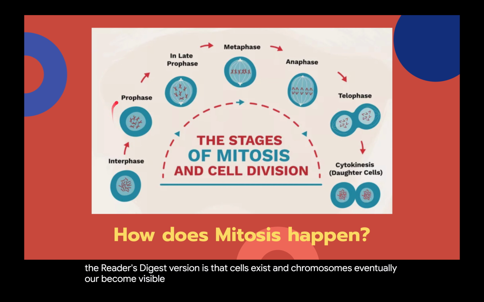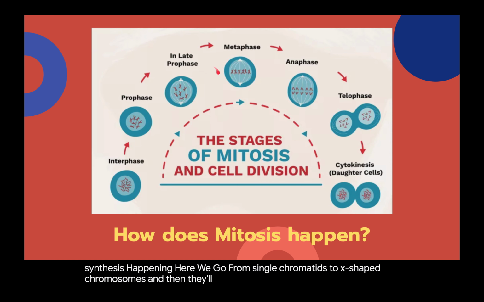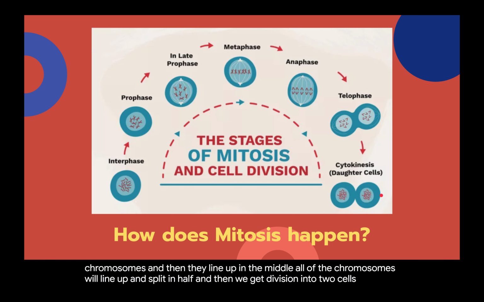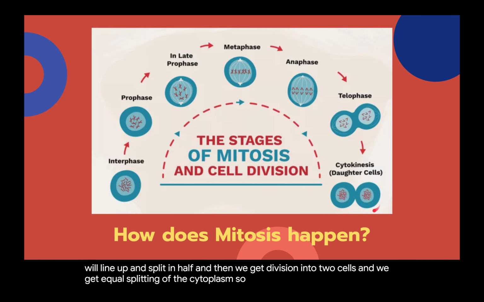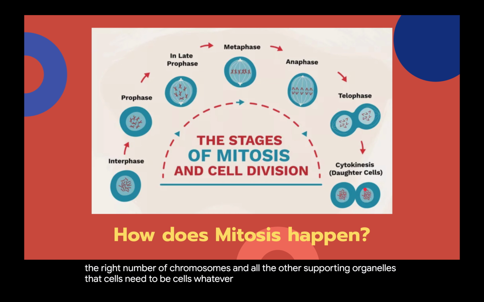In prophase, they have already duplicated, so they're now X-shaped chromosomes. You don't need to know the name of that phase, but basically we have DNA synthesis happening here. We go from single chromatids to X-shaped chromosomes, and then they line up in the middle. All of the chromosomes will line up and split in half, and then we get division into two cells, and we get equal splitting of the cytoplasm so that each cell has a nucleus with the right number of chromosomes and all the other supporting organelles that cells need to be cells, whatever types of cells those are.